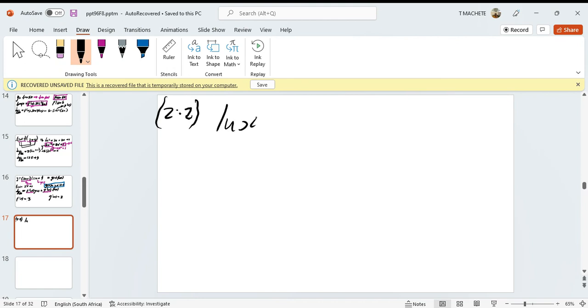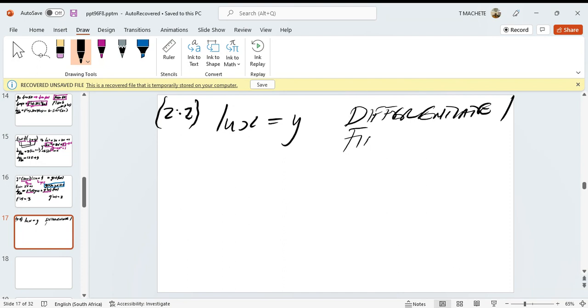For example, let's say you've got ln x. So they will say y is equal to ln x, for example. Then they say differentiate. Guys, sometimes they can say differentiate, or sometimes they can say find dy over dx. You must know that they want you to differentiate. When they say find dy over dx, you must know that they want you to differentiate. It's the same as saying differentiate.